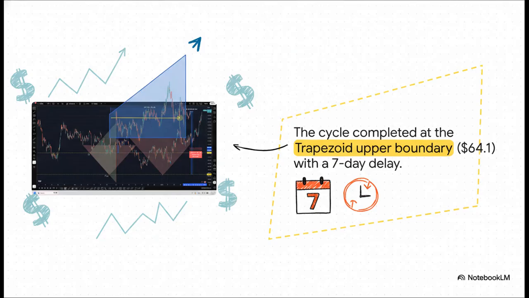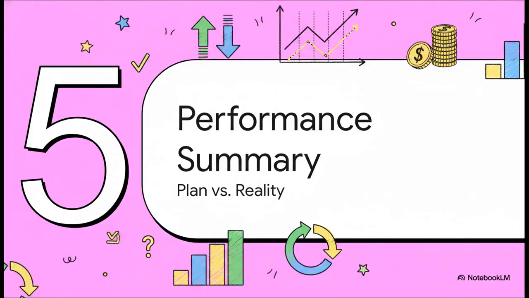And here it is, the final result. As you can see, the price did in fact reach the upper boundary of the trapezoid. It hit that final target price of $64.10. This event completed the entire cycle, though it happened with a 7-day delay compared to that initial time projection we saw back in phase 1. So, the cycle is complete.